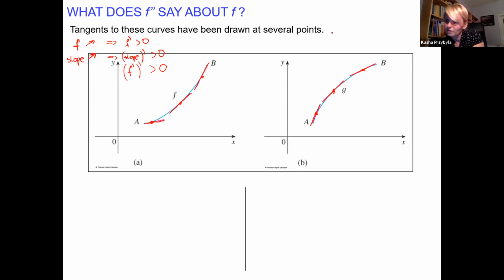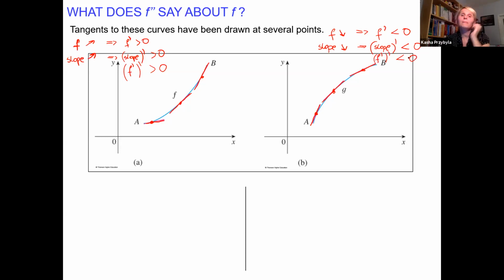If the function is decreasing, we just learned that its derivative is less than 0. Now the slope is decreasing, so the derivative of the slope is less than 0. And the slope, in terms of calculus, is the first derivative.